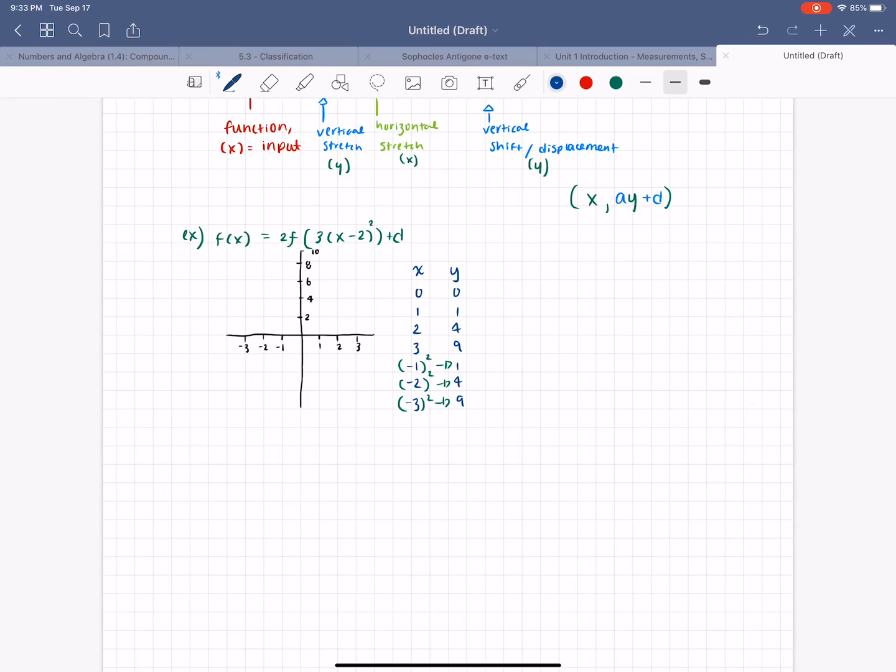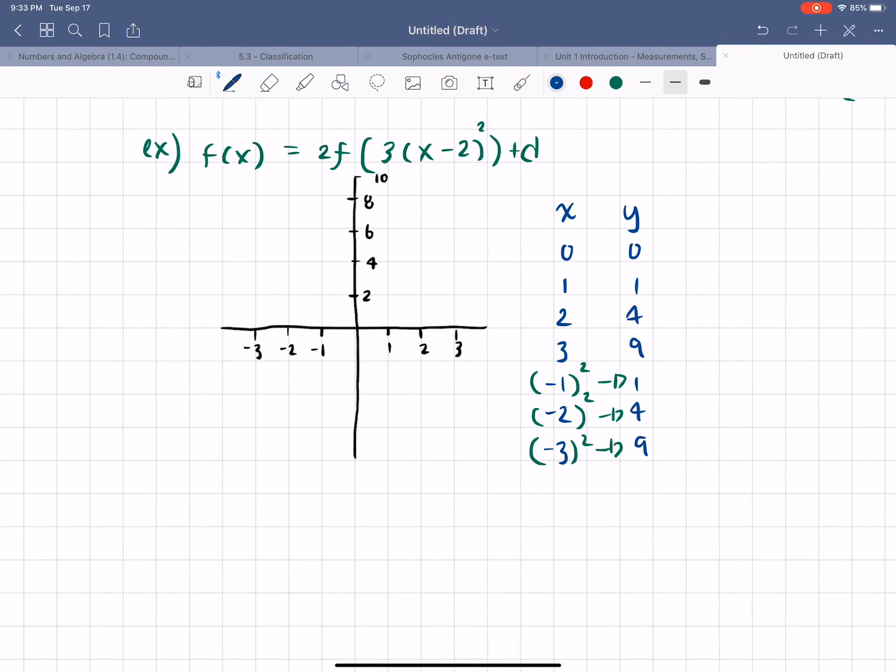And so what we can do is now graph this function. At x equals 0, we have y equals 0. At x equals 1, y equals 1. At x equals 2, y equals 4. At x equals 3, y equals 9, so right about there. At x equals -1, it's just a reflection across the y-axis. And so let's connect our points.